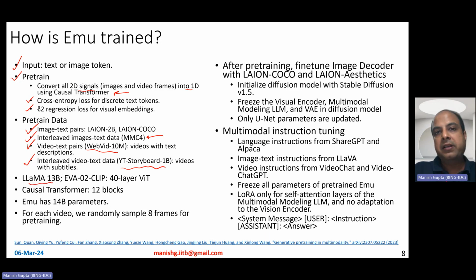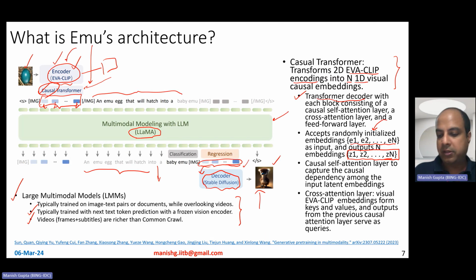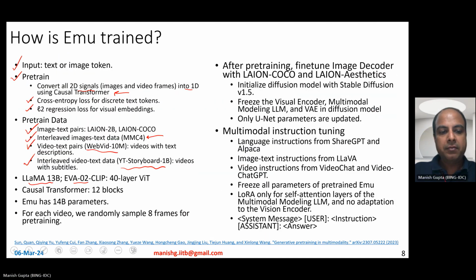They use Llama 13 billion as their multimodal large language model. They also use EVA02 clip, which is a 40-layer ViT model for image encoding. Their causal transformer contains 12 blocks. So overall, EMU has 14 billion parameters, right? So most of the parameters, of course, are in Llama, but then there are some parameters in the causal transformer and the EVA02 clip model.